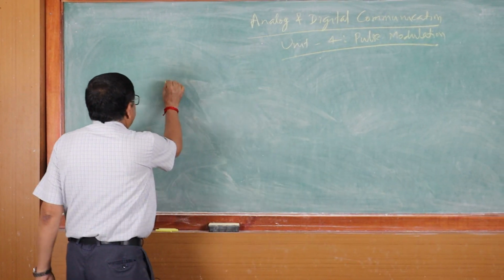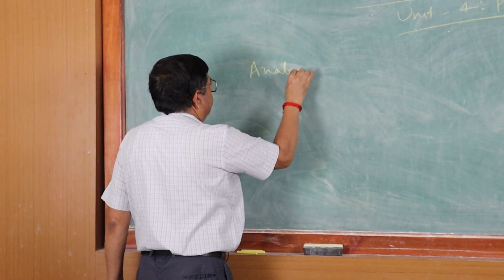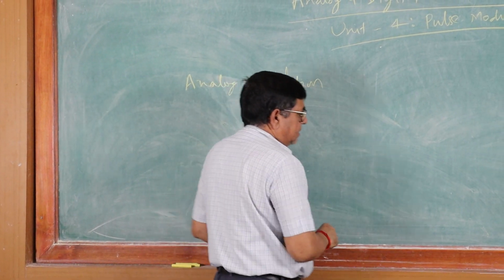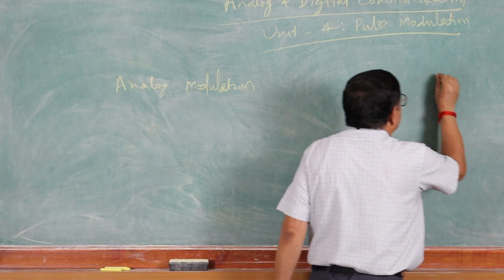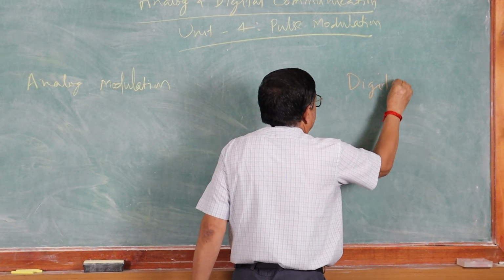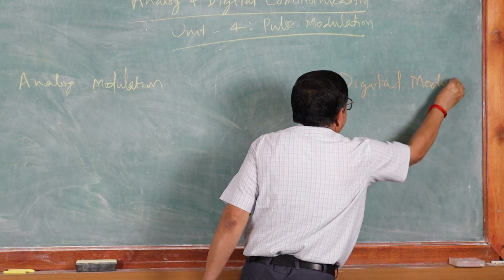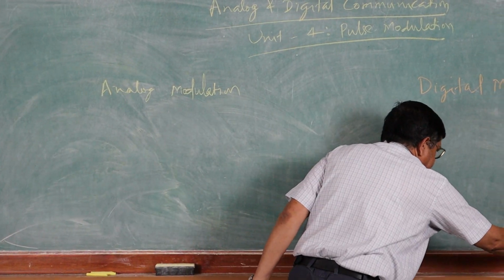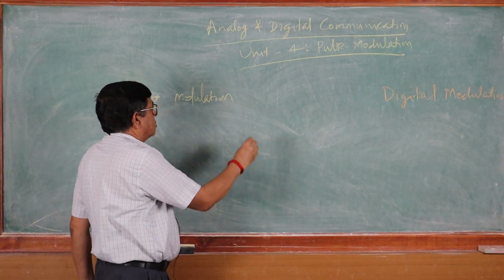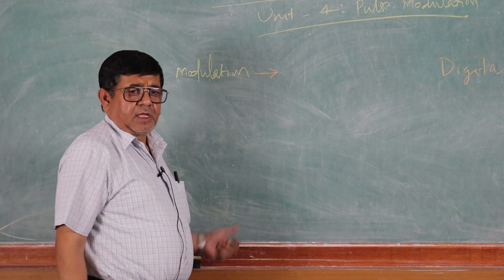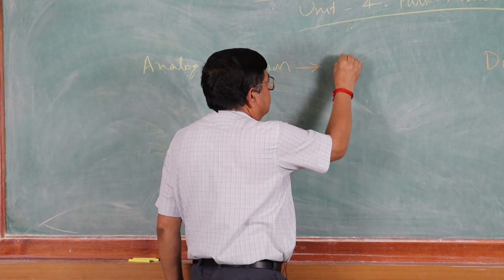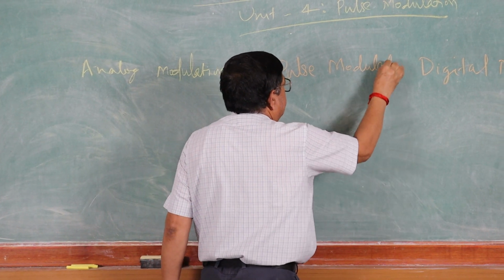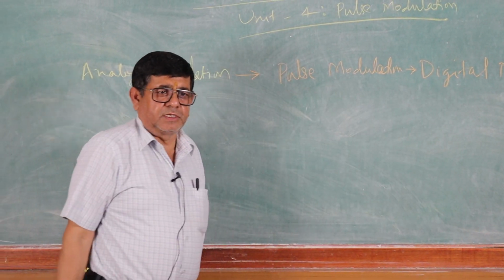So let us say this is your analog modulation, and this is the digital modulation. In between analog and digital modulation, there is a transition which is called pulse modulation. Pulse modulation is nothing but a transition from analog to digital modulation.